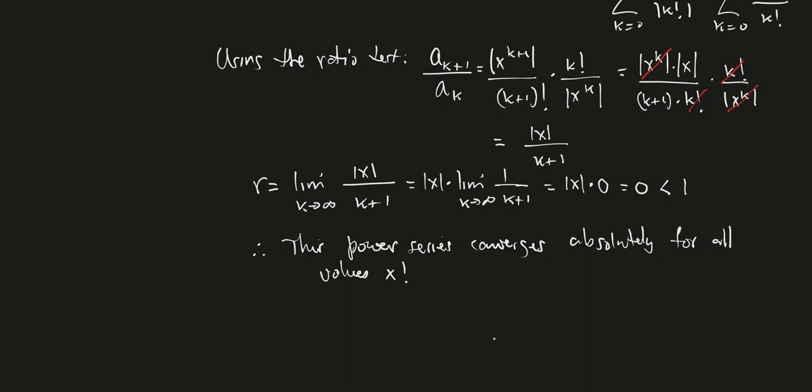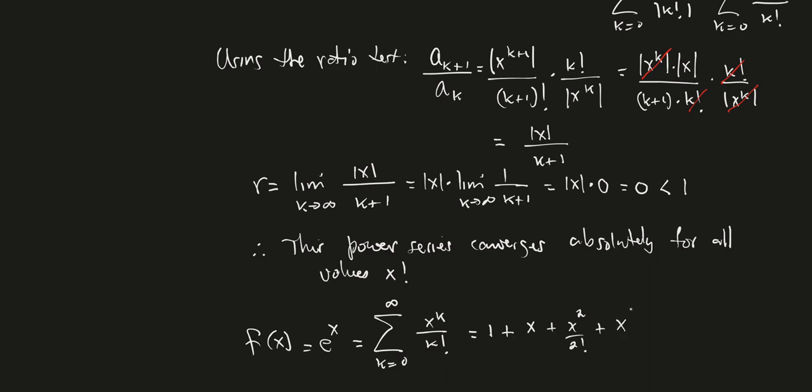Well, what in the world does this mean? It means that my function e to the x can now be written as this power series, k going from 0 to infinity, of x to the k over k factorial. And let me write out a few terms here. So when k is equal to 0, you'll have 1. When k is equal to 1, you'll have x. When k is equal to 2, you'll have x squared over 2 factorial. When k is equal to 3, you'll have x cubed over 3 factorial.